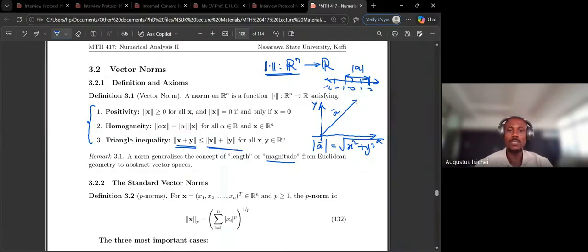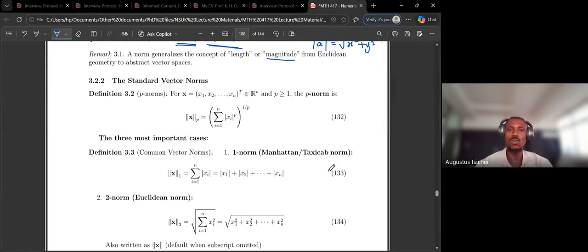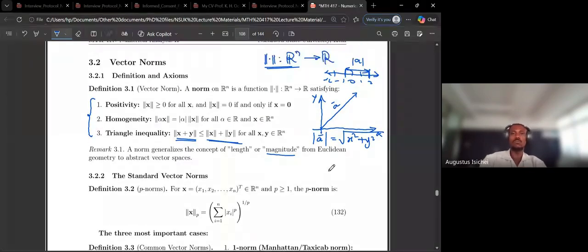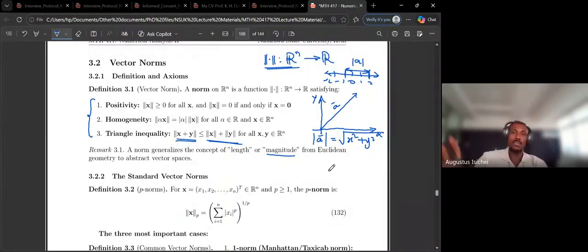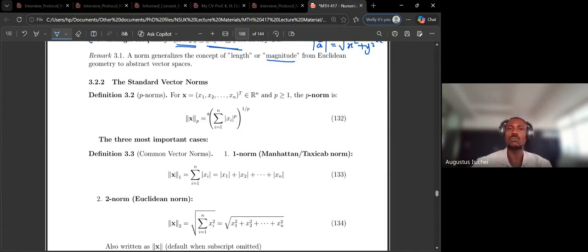Okay, next, let's look at another definition, the standard vector norms, definition 3.2. We have given a general definition of norm. This is how to identify a norm generally. Let's begin to look at some specific norms. There are some norms that are called the standard vector norms. I'll start with the first one, the P norm.